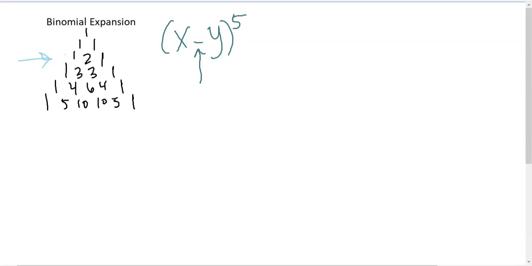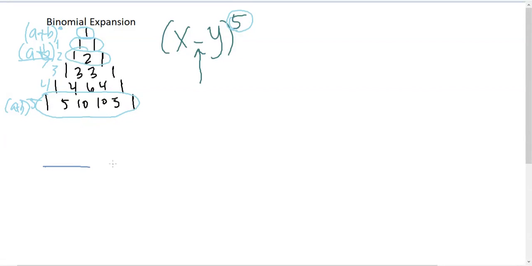So reviewing back from the last video, we found out that this top one coincides with (x + b)^0. This next line is for (x + b)^1. And it keeps going on. So this is to the power of 2, 3, 4, and 5. And because we have the exponent of 5 here, we're going to use these numbers, which are 5, 10, 10, 5, and 1.